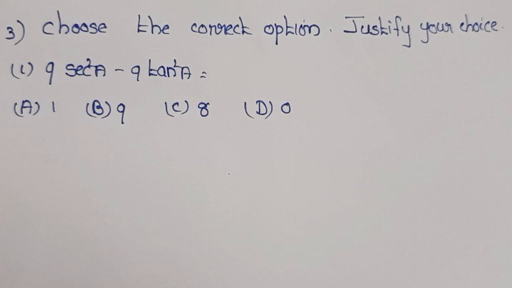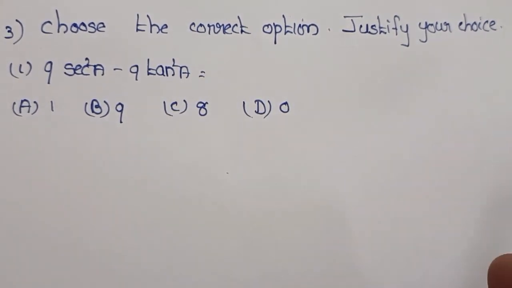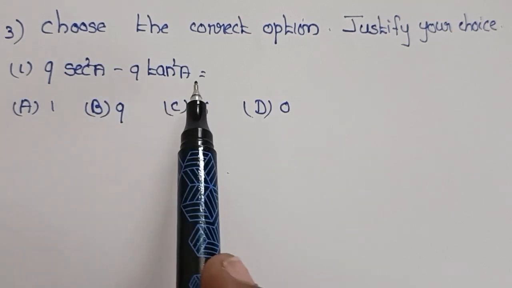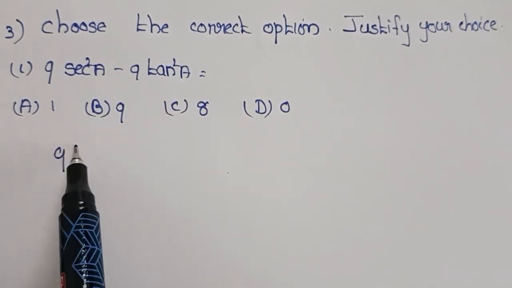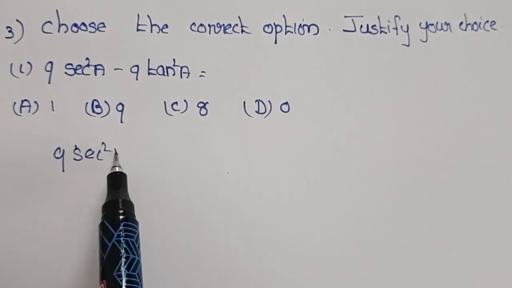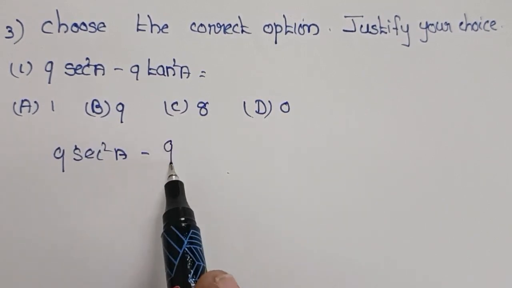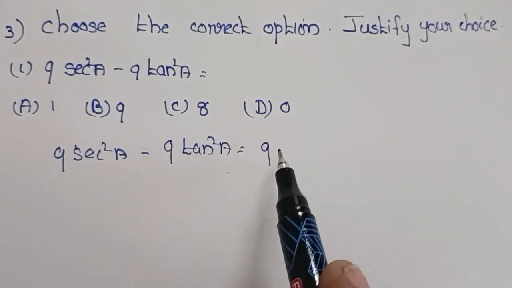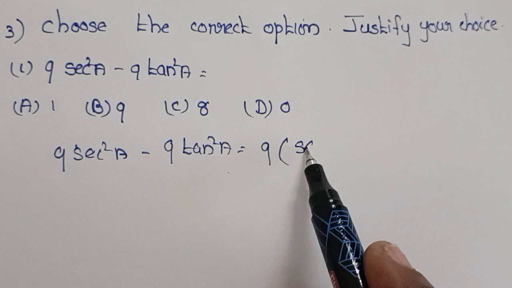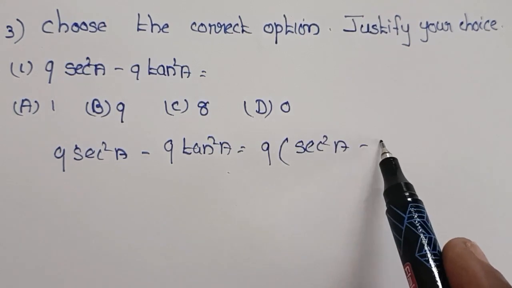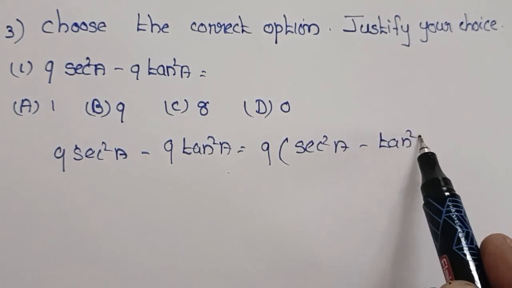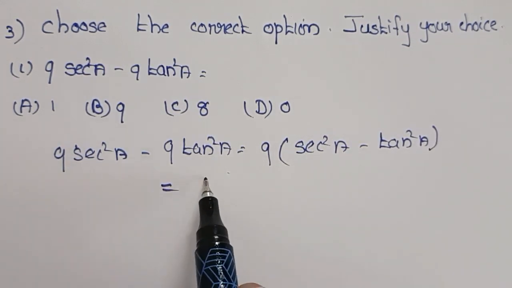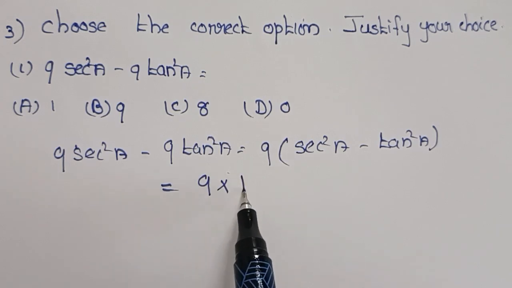Third question. Choose the correct option. Justify your choice. First one, it is 9 sec square A minus 9 tan square A. We can take the common factor 9 outside. By taking 9 outside, remaining is sec square A minus tan square A. But we know that sec square minus tan square is the identity, isn't it? Therefore, it is 9 into 1.